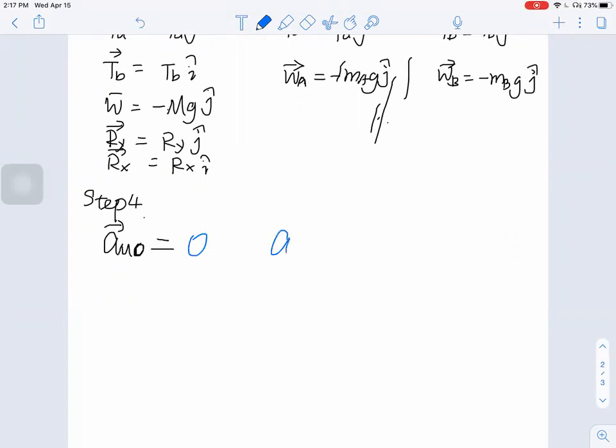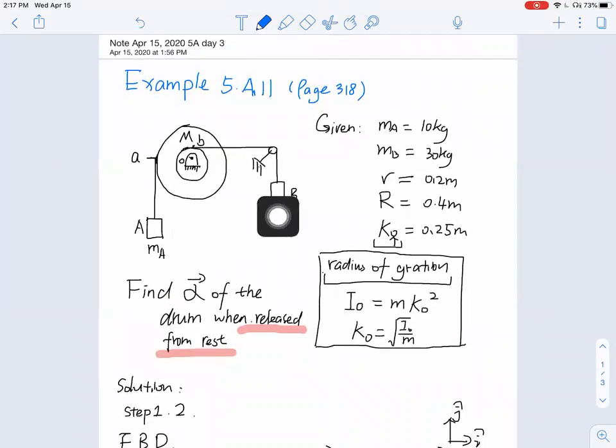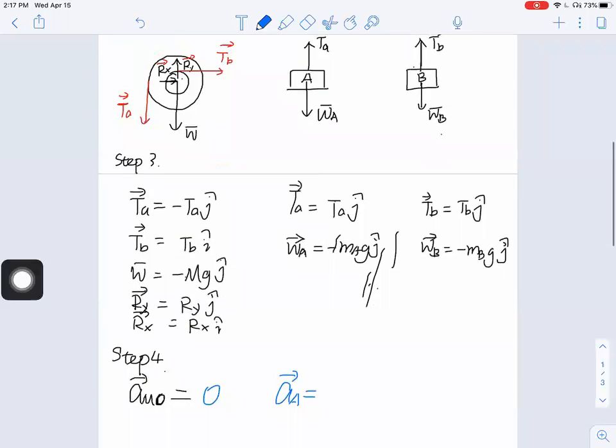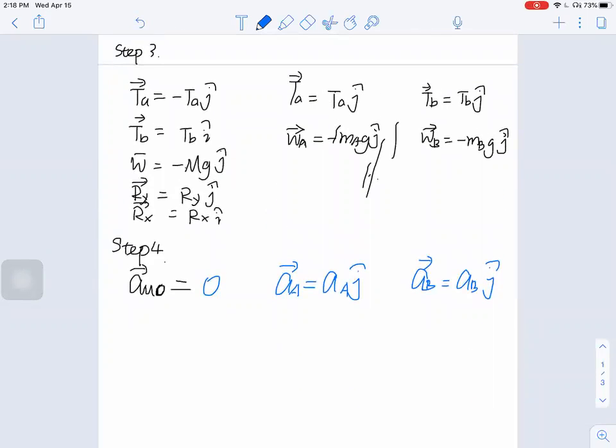And let's look at the acceleration for A. Block A, let's go back here. Both A and B are hanging from the rope, so they can only move up and down. So that tells us AA only has J components. Let's call it AA J. AB only has J components as well. Okay, now we finish step 4, right? Acceleration in vector form for each mass.